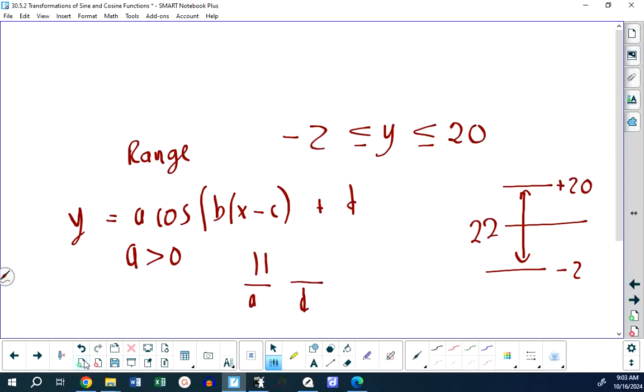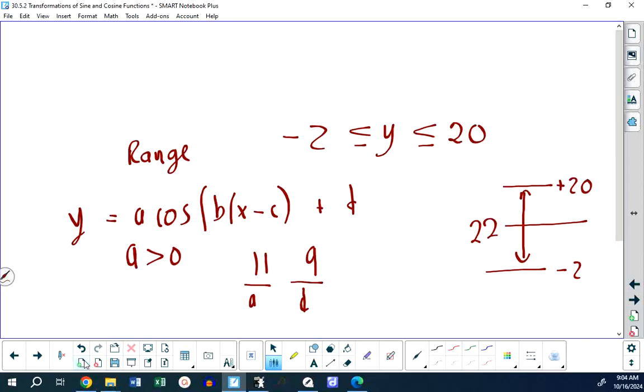In fact, this first part is like the example we had yesterday where I gave you the coordinates of the 2 points and you had to find the amplitude. What is the value of d? Well, there are lots of things you could do. You could take 20 and subtract the amplitude. 20 minus 11 is 9. You could take -2 and add the amplitude. -2 plus 11 is 9.